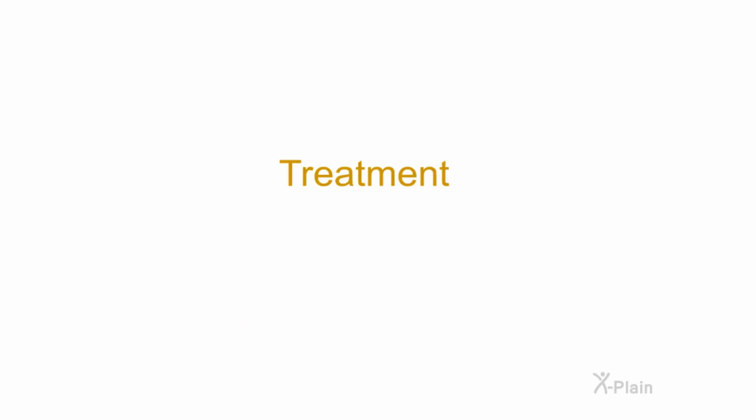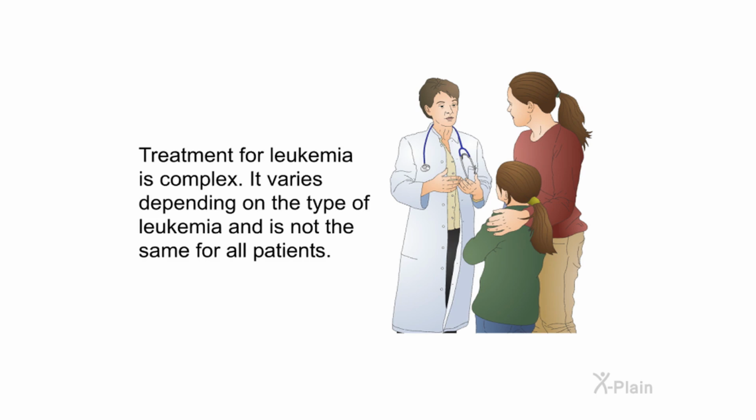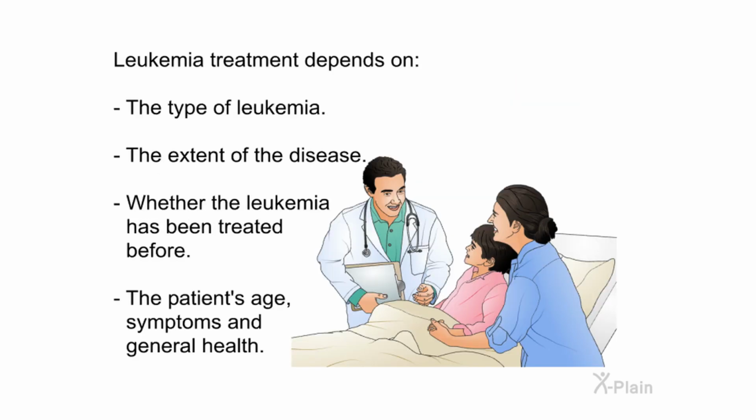Treatment. Treatment for leukemia is complex. It varies depending on the type of leukemia and is not the same for all patients. Leukemia treatment depends on the type of leukemia, the extent of the disease, whether the leukemia has been treated before, the patient's age, symptoms, and general health.